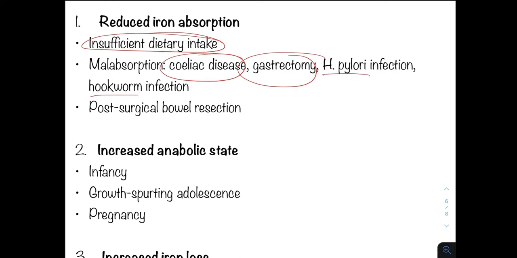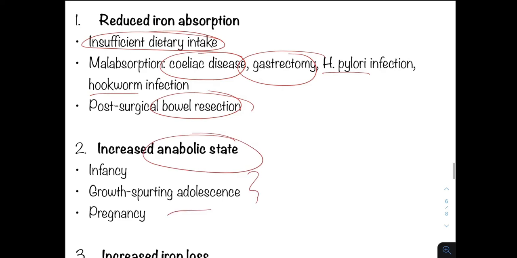H. pylori and hookworm infections can also cause reduced iron absorption. Bowel resection, especially if it involves the duodenum, can also cause reduced iron absorption. Causes of an increased anabolic state include growth and pregnancy.